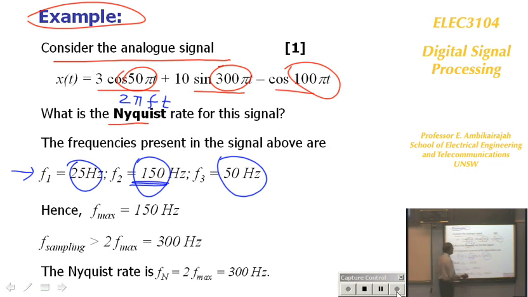What's the maximum frequency available in this particular signal? It's 150 hertz. Therefore, you want to make sure the sampling is greater than or equal to 2 f max, which is 300 hertz. So the Nyquist rate is twice the maximum frequency content, which is 2 f max, which is 300 hertz. That is the Nyquist frequency for this particular signal. So if you are given a sinusoid, work out the frequency content, then pick the maximum and multiply by 2 to get the Nyquist rate.